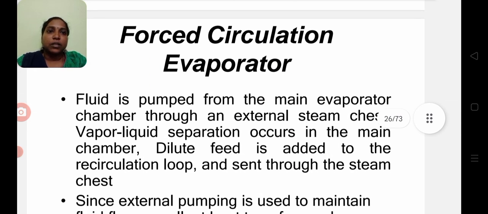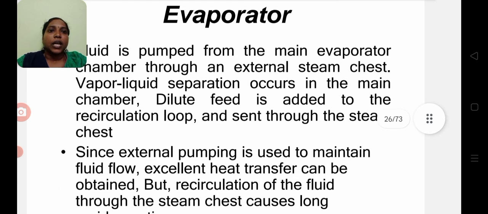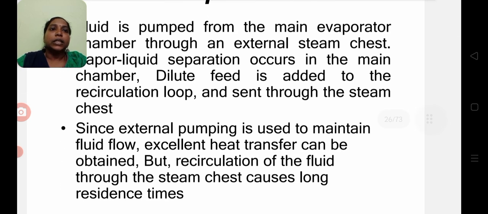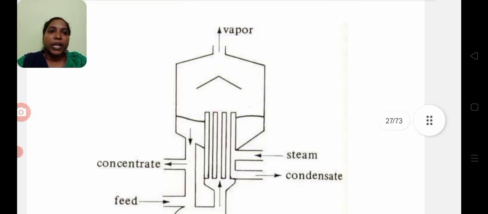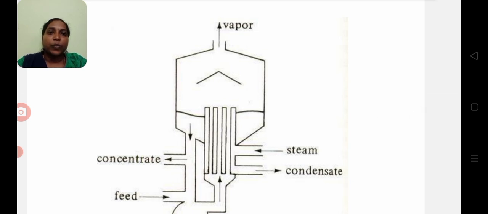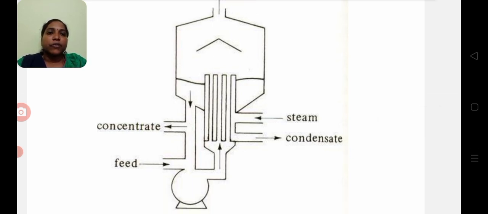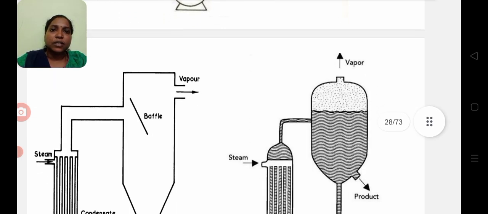Then the forced circulation evaporator. In a forced circulation evaporator, the fluid is pumped from the main evaporator chamber through an external steam jet, and the dilute feed is again sent to the recirculation loop. This is the main advantage of this evaporator. The condensate from the tube is again recirculated inside the equipment to maximize the heat transfer, and to get a highly concentrated liquid we can go for this forced circulation evaporator.